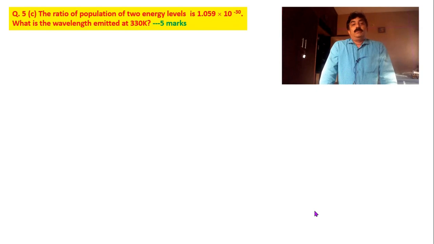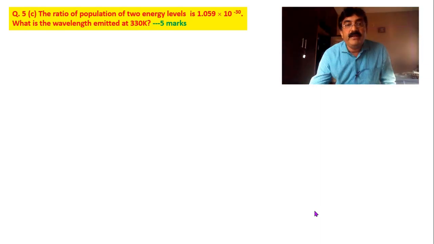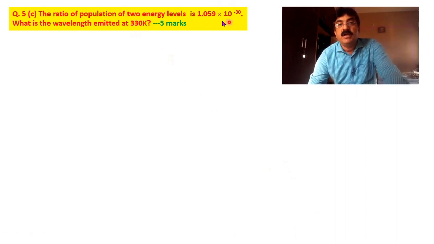What is the problem? The ratio of population of two energy levels is 1.059 into 10 power minus 30. What is the wavelength of the emitted laser at 330 Kelvin? So temperature is given, population is given.